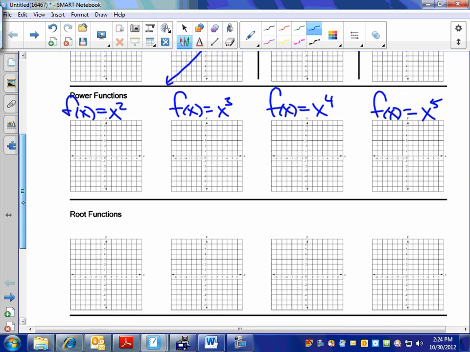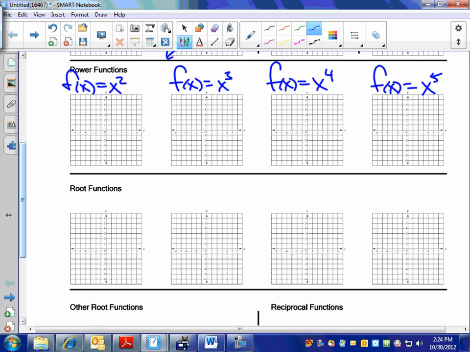What does x squared look like? It's a parabola, and its vertex is at 0, 0. Heads up like so. Anybody know what x to the third looks like? Yeah, kind of like an S.